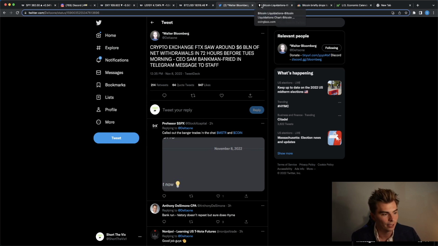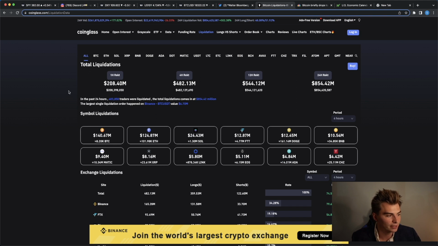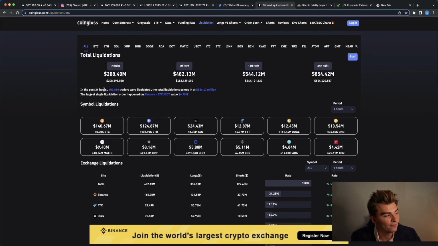message to staff. Now, when we see a lot of these liquidations happening here in the sell-off in the crypto market, again, people are going to be liquidated. So in the last 24 hours, we saw about $854 million worth of crypto being forcibly liquidated out of accounts. Now, in the past 24 hours, 400,858 traders were liquidated. Now, again, a lot of these traders are trading with leverage here, and 90% plus of investors or traders end up failing.